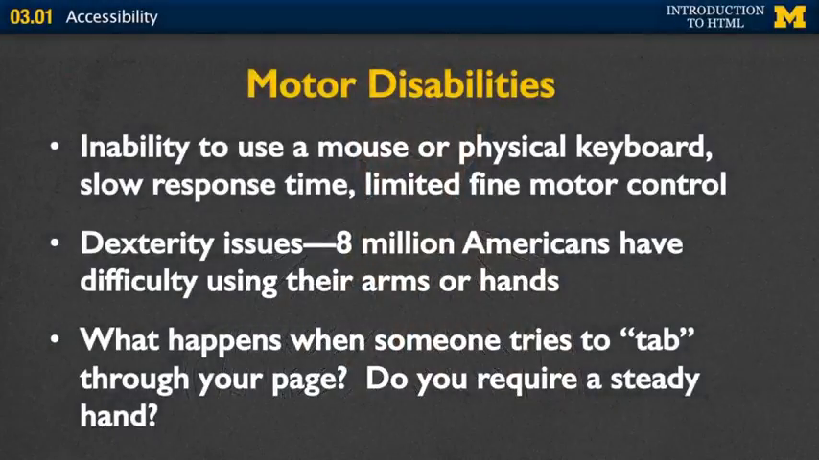One of my own personal issues is that of motor disabilities. There are many, many people who are unable to use a mouse or a physical keyboard. Maybe they have slow response time or just limited fine motor skills. So dexterity issues are something that affects 8 million people who have difficulty using their arms or hands. But my guess is that most of us have had some issue with trying to use the web and not being quite able to do what we hope to do.